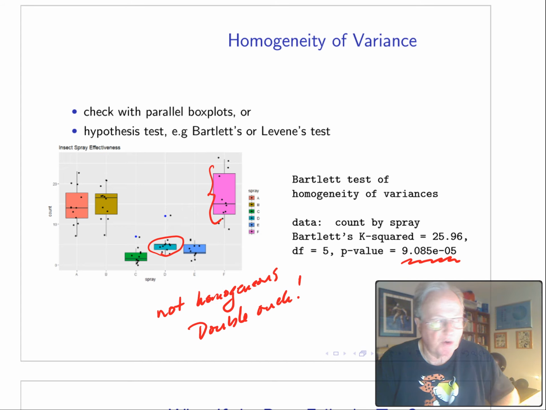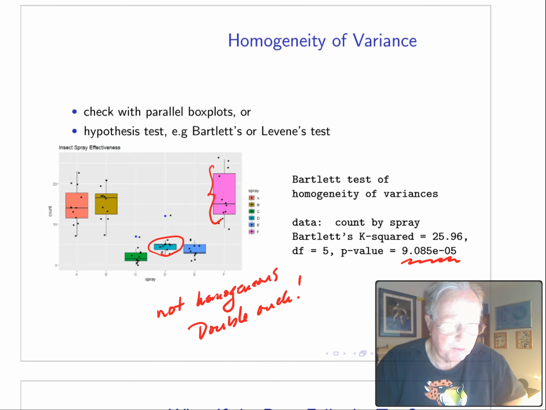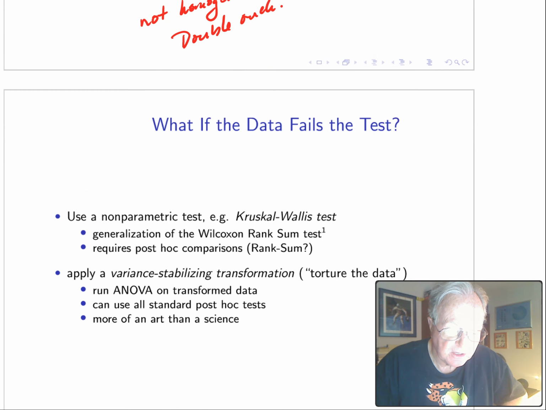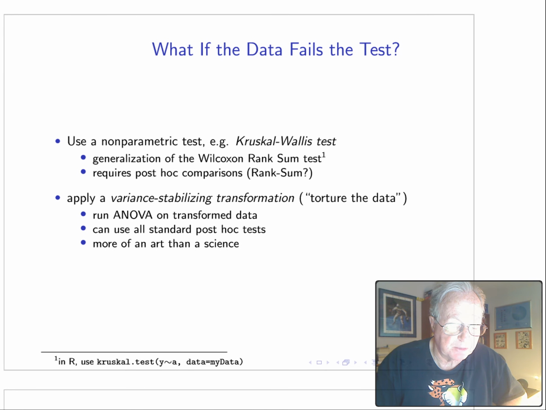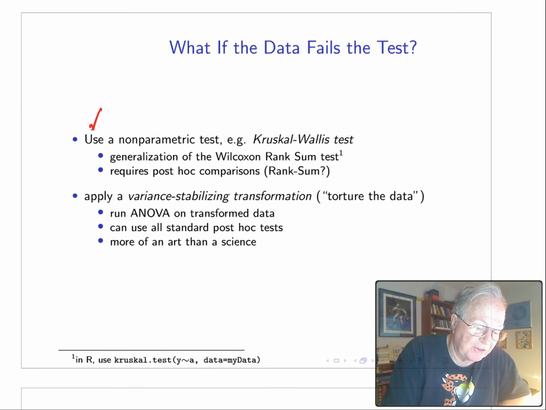Now, why is this important? Well, this is important because it says our original ANOVA may not be credible, and our estimates of error are probably off. So what if the data fails the test? Well, there's a couple of different approaches. One is go around it.